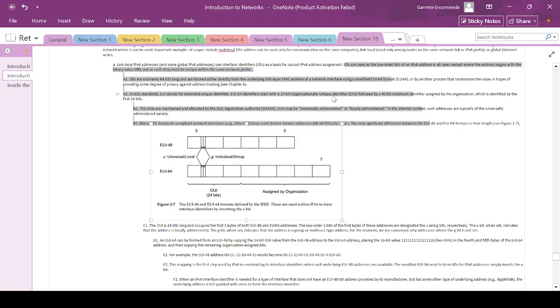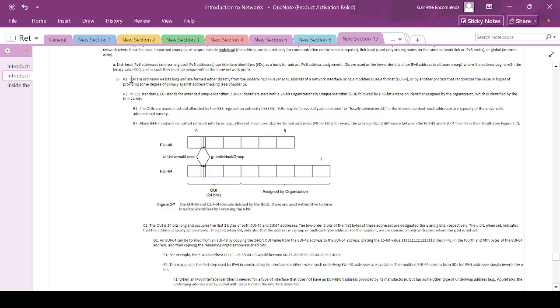So these interface identifiers, or IIDs, are used as the low order bits of an IPv6 address in all cases except where the address begins with the binary value 000. So that's the only exception. And as such, they must be unique within the same network prefix, to be able to distinguish these unicast addresses in link local, which is the same network.